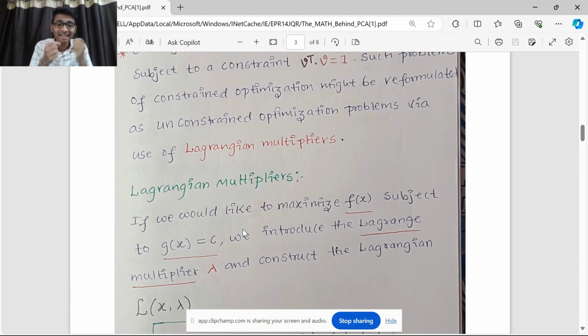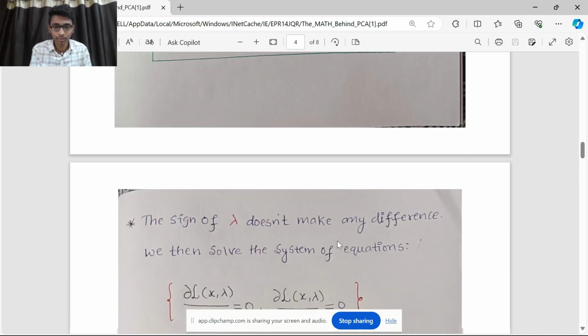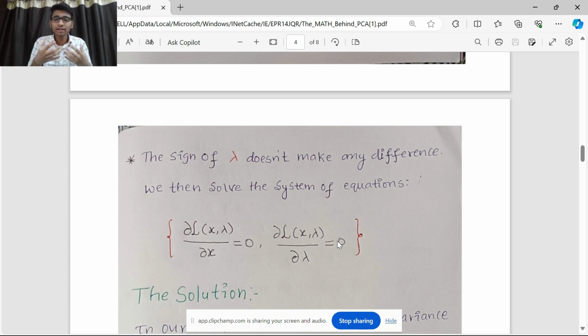See, what is the Lagrangian telling us? If you want to maximize a function f of x subject to a constraint g of x equal to c, like v transpose into v equal to 1, we introduce a Lagrangian multiplier lambda. And it will be written like this: the Lagrangian is f of x minus lambda into g of x minus c, where lambda is the Lagrangian multiplier. We have constructed it. Now let's apply it to our problem. The sign of lambda doesn't matter. How will we solve? We solve the system of equations.